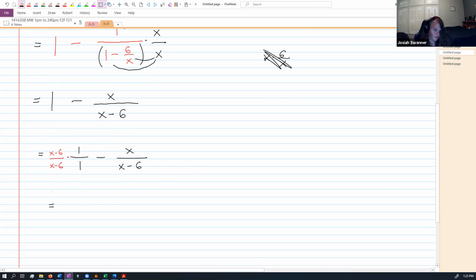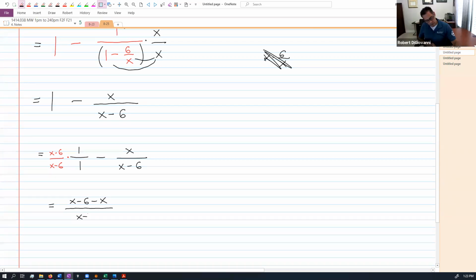Then you will subtract them and it will be x minus 6 minus x, which simplifies out to negative 6, all over our common denominator, right? Yes. Yeah, that's fine. So Josiah did this times 1, which was itself, and then subtracted the x. So I just wrote all that down, and then put it over the common denominator, which was x minus 6.